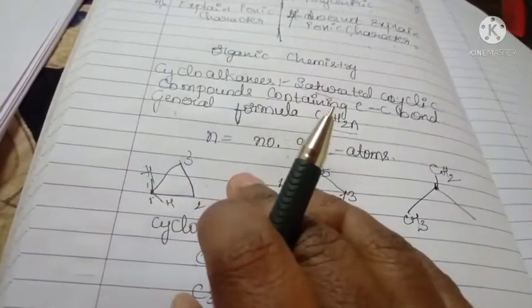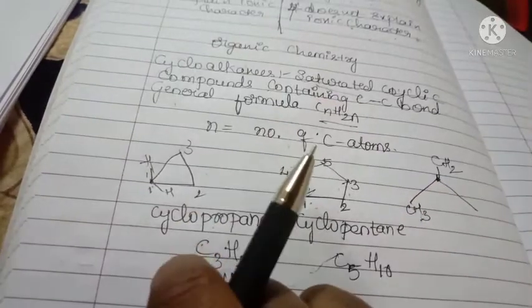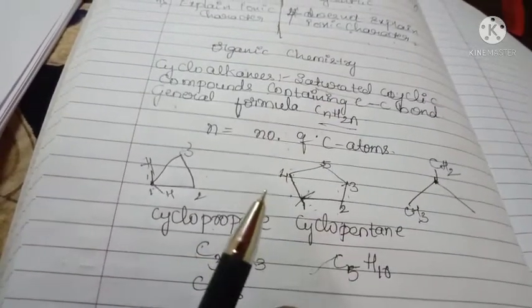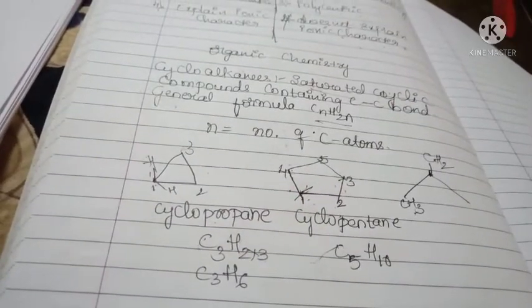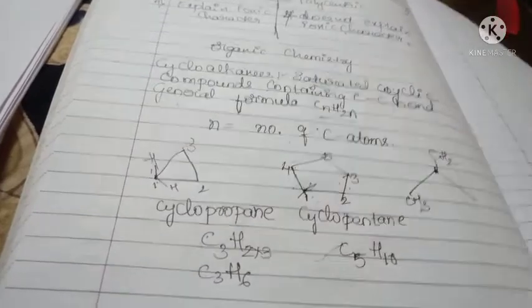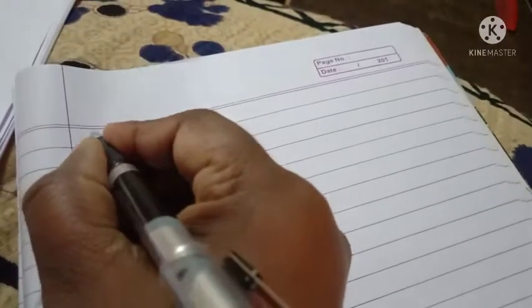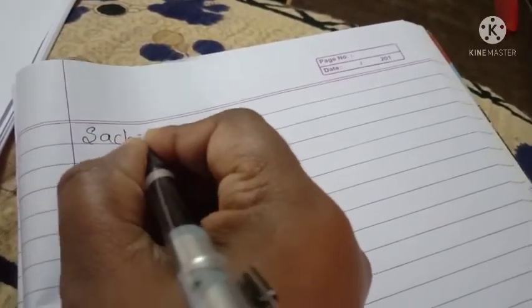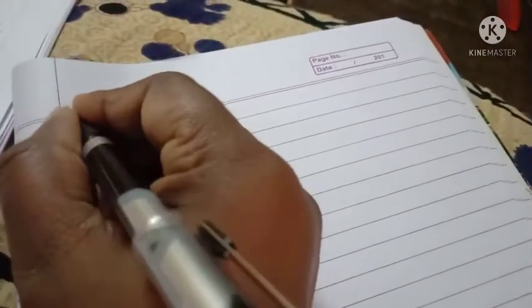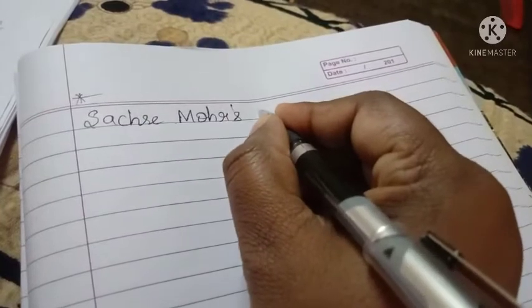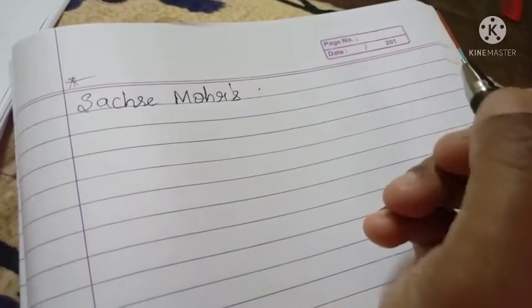This is all about what we mean by cycloalkane and examples. Cycloalkanes are saturated cyclic compounds containing carbon-carbon single bonds. Then there is one theory, Sachse-Mohr theory. This is very important. They will ask it in your exam for 2 marks. Sachse-Mohr's theory means strainless rings.